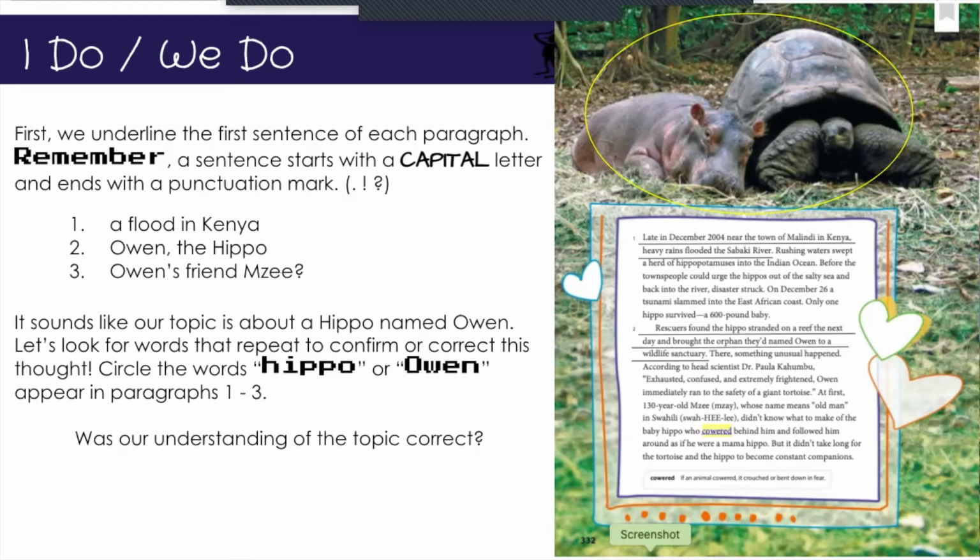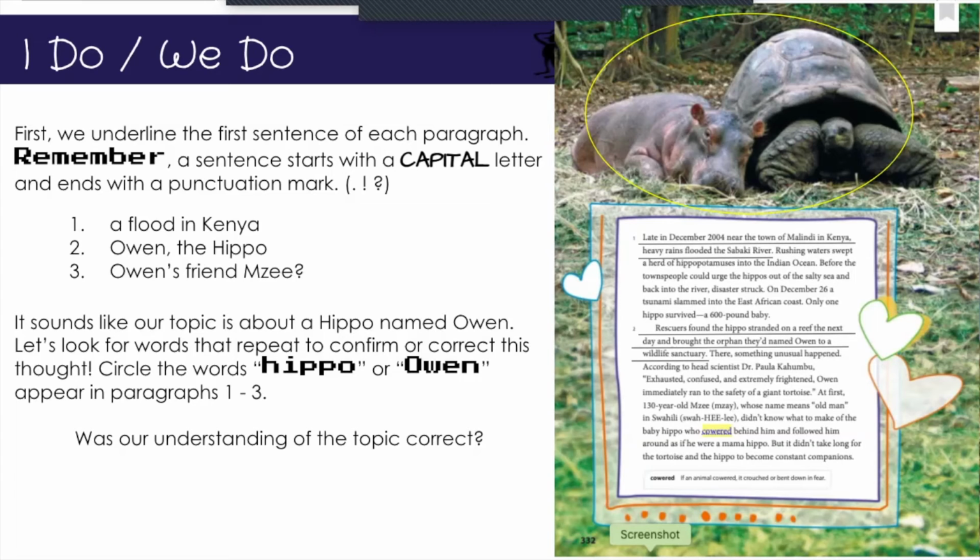If I continue reading through, I know I'll be able to identify 2 or 3 details talking about the flood. For example, about rushing waters, that's a flood, swept a herd of hippopotamuses into the Indian Ocean. So I know this flood affected a group of hippopotamuses. Before the townspeople could urge the hippos out of the salty sea and back into the river, disaster struck.